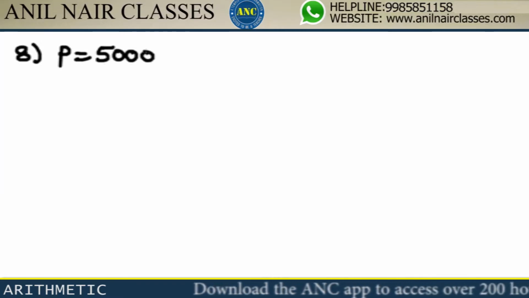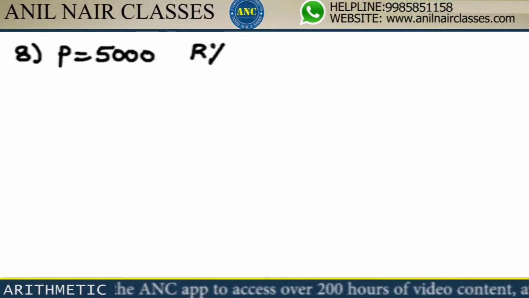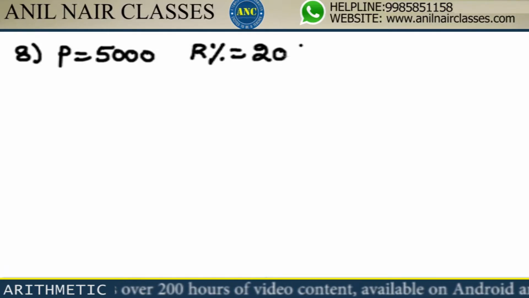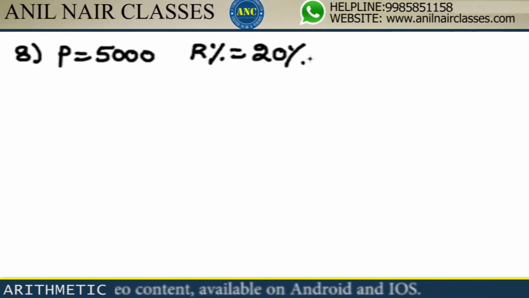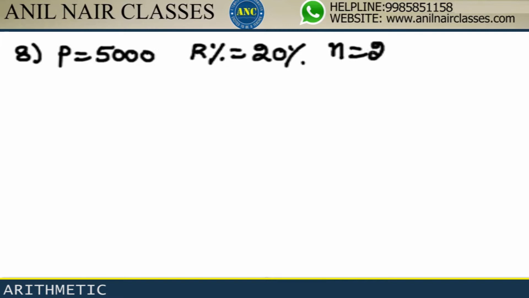8th one, write down sir: P equivalent to 5000, R percentage is 20%, N equivalent to 2 years. Find the compound interest. P is 5000, R is 20%, N is 2 years.